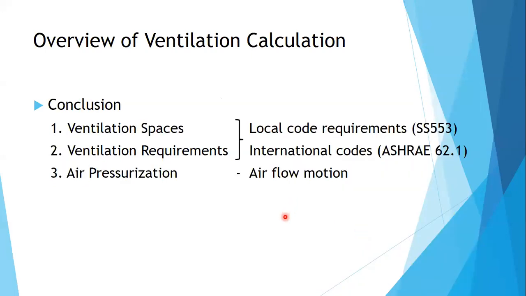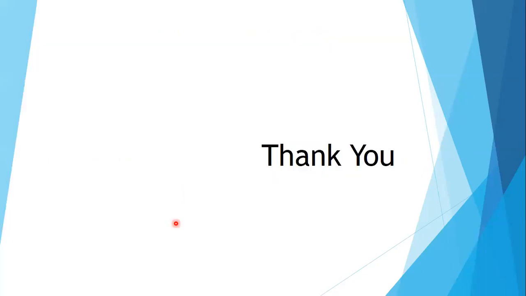In conclusion, for ventilation requirements we can see our local code requirements, SS103, or international codes. We have used ASHRAE 62.1. This is the code for ventilation requirements and air pressurization or airflow. Just like we mentioned earlier, some applications are very specific, just like staircase pressurization, where air pressurizations are also specified and calculated. If you want to learn more, please drop us a line and we can discuss with you in further detail.